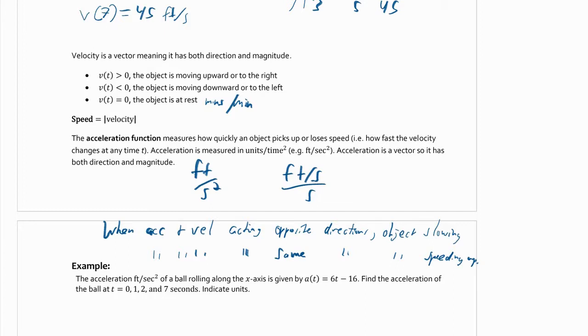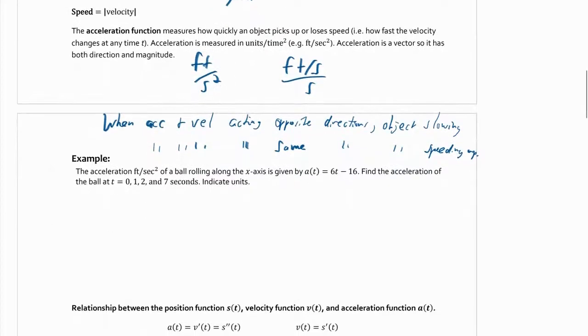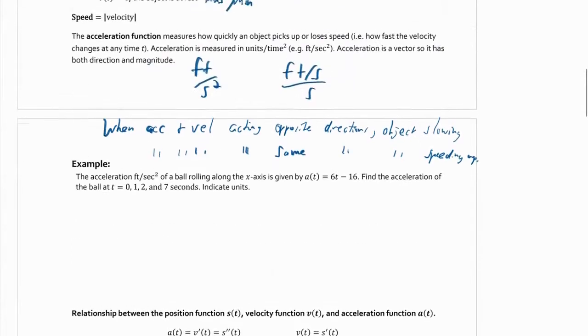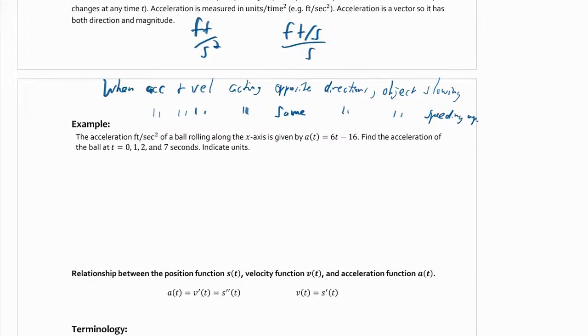Okay, moving along, the example that we have is for the acceleration of a ball rolling along the x-axis and given by this acceleration function. This particular acceleration function, we can actually just plug in. Acceleration at time 0 is negative 16. Acceleration at time 1 is negative 10. Acceleration at time 2, if I plug that in, is 12 minus 16, or negative 4. And acceleration at time 7 is 42 minus 16, or 26.